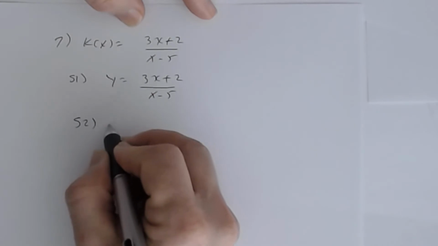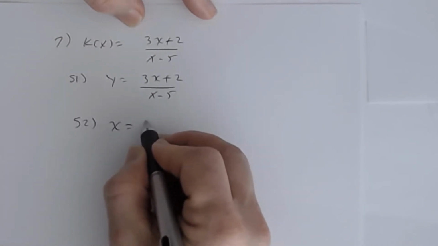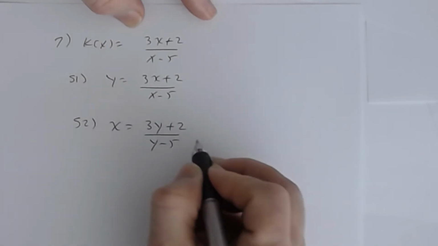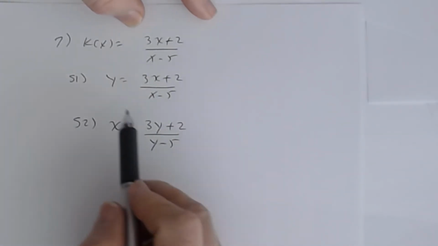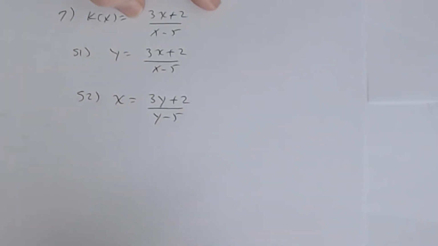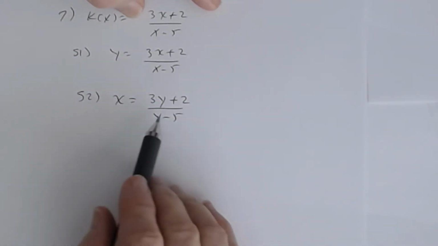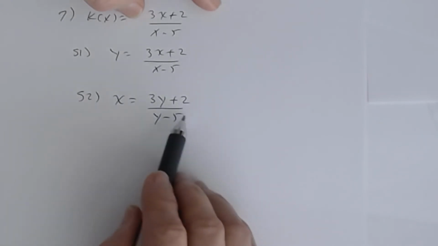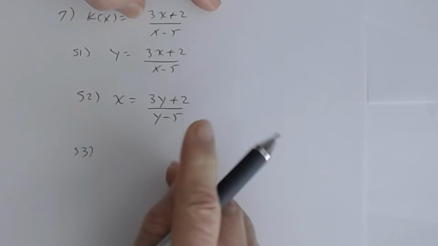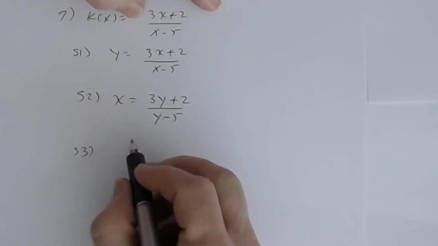Step 2, you interchange the coordinates. So step 2, x equal 3y plus 2 divided by y minus 5. So y becomes x, your x's become y's. And then notice I have this rational equation, so you're going to multiply both sides by the LCD. And so step 3 is where you're going to do that process, and you're going to solve for y.